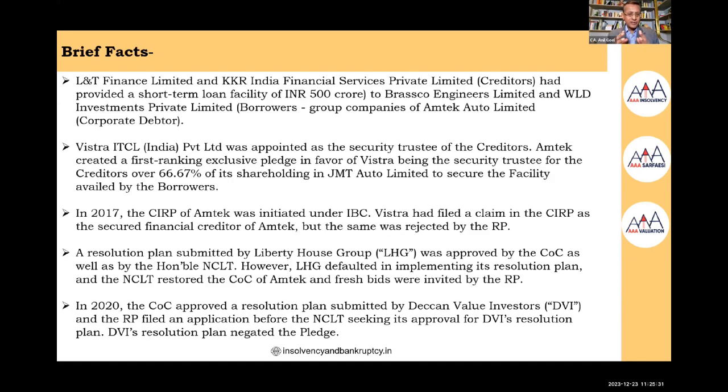First of all, let us try to understand the facts of this case. This company, Amtech Auto Limited, was basically the company with two creditors, L&T Finance Limited and KKR India Financial Limited. They had given a loan of about 500 crore to Brasco Engineering and another investment company. So these are the two borrowers, Brasco and WLD.